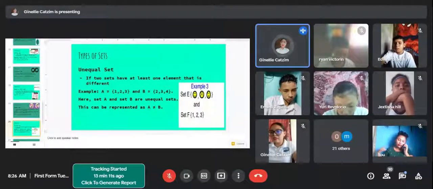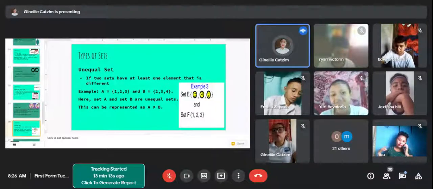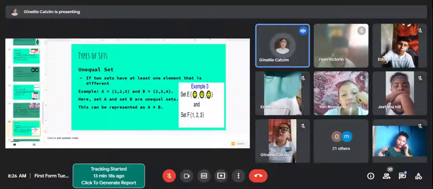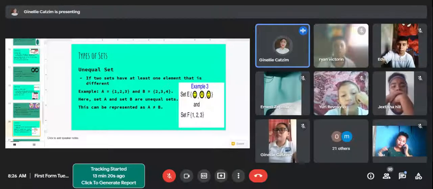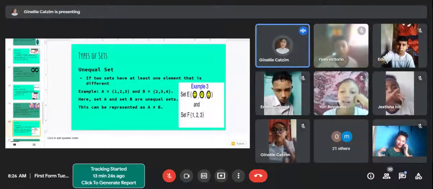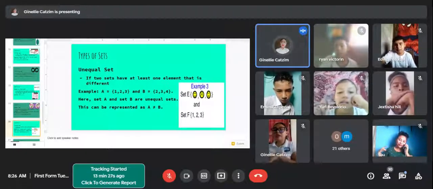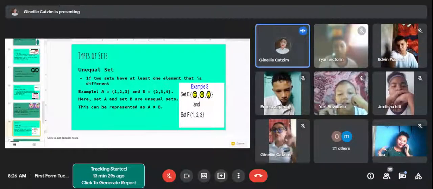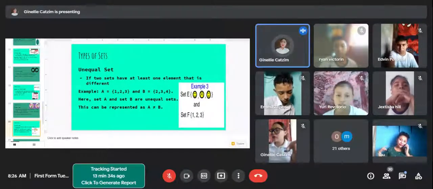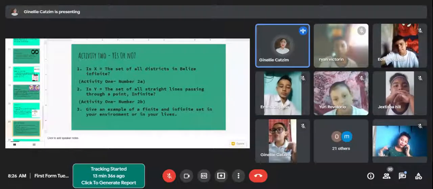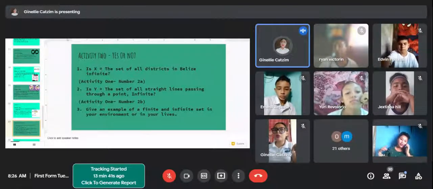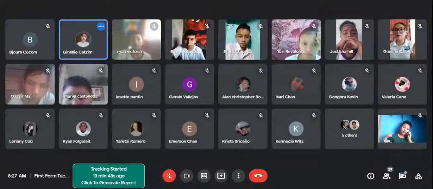Now the unequal set, when at least one element is different from another, right? I have a little example here with the smiley faces, whereby you see that set E has three elements and set F has three elements. Well, they are not the same, so they are unequal sets. Now I have some questions here, but I will stop sharing this because I made it in a Jamboard also so that we can easily follow.